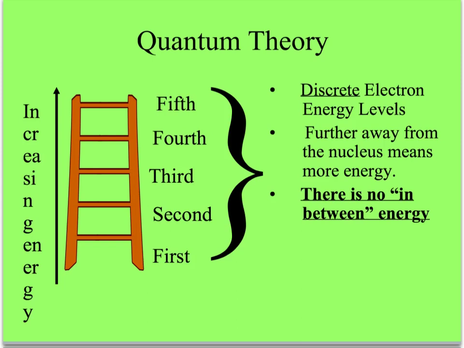Now the quantum theory says that electrons are in discrete energy levels, meaning the further away the energy level is from the nucleus, the more energy it has, that there's no in-between energy. They're at the certain levels and there's nothing in between.